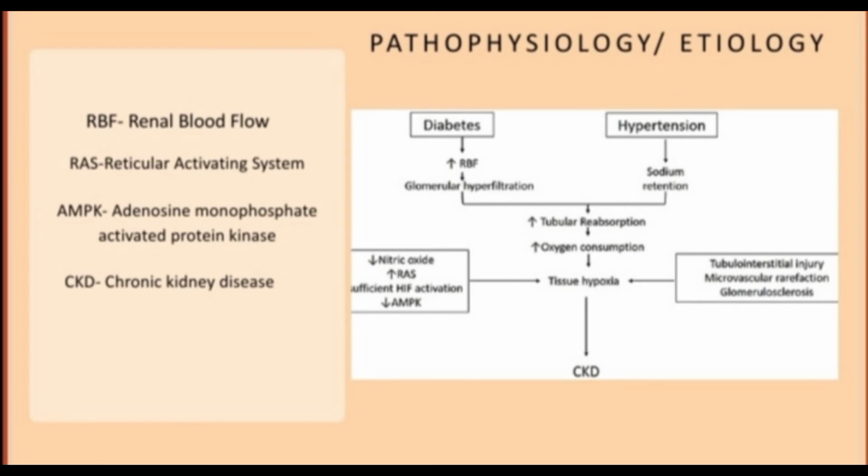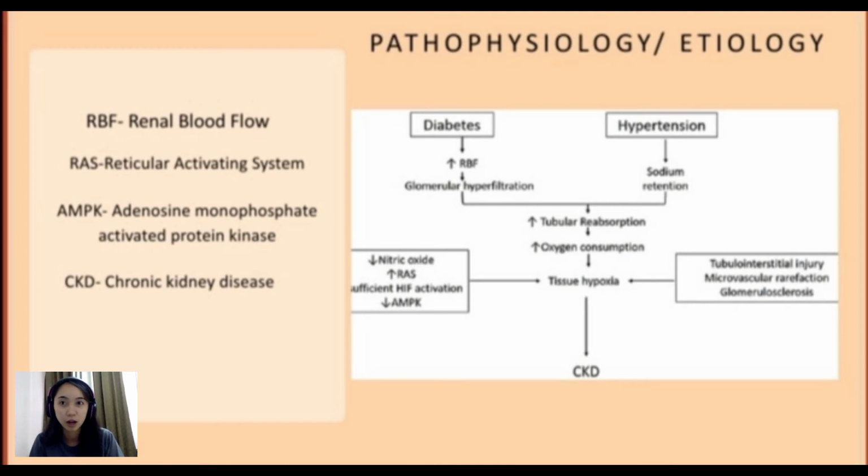Pathophysiology of nephrosclerosis starts with diabetes and hypertension. In diabetes, there will be an increased renal blood flow. Next is glomerular hyperfiltration. In hypertension, there is sodium retention. Next, there is an increase of tubular reabsorption that results in increased oxygen consumption. Next is tubular reabsorption and increased oxygen consumption, which results in tissue hypoxia.